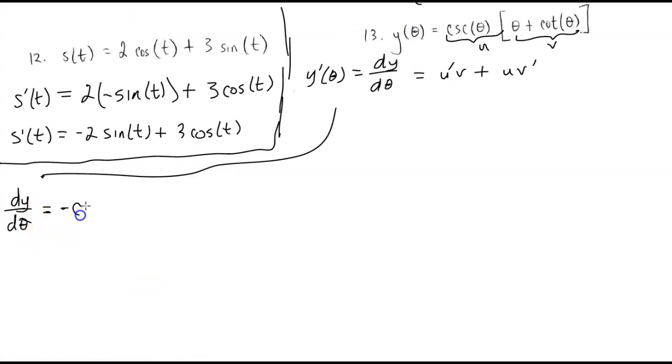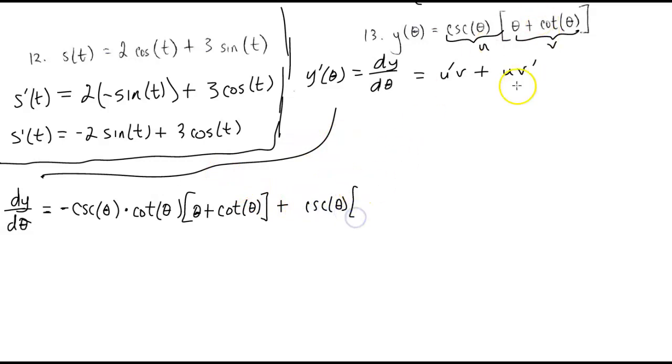So this would be minus cosecant theta times cotangent theta. And then that will be multiplied times the other term here, which is just theta plus cotangent theta, plus, now we just have cosecant theta, that is our u, and we're going to multiply that times the derivative of theta plus cotangent theta.